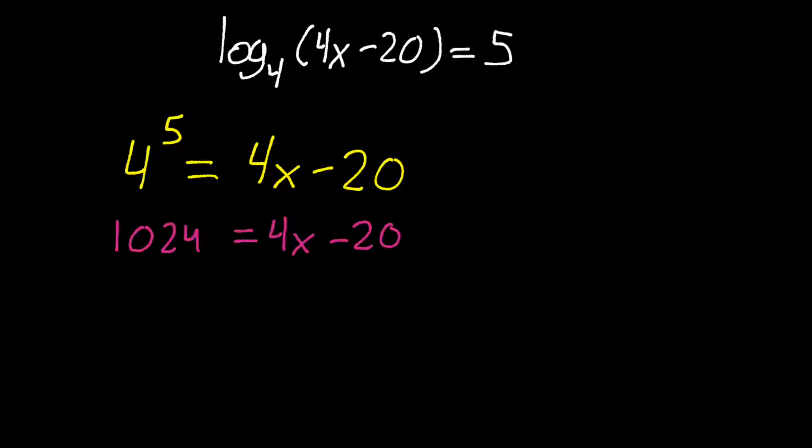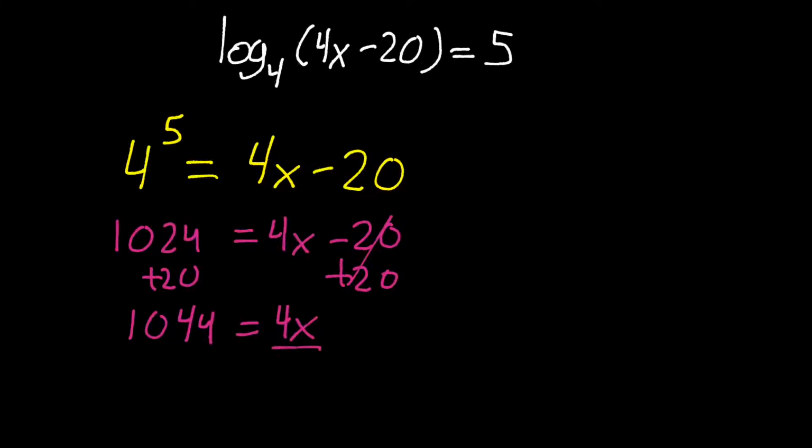Then, basic algebra time again. Add 20 to both sides, and we're going to have 1044 equaling 4x. And then to get x alone, we'll divide by 4.